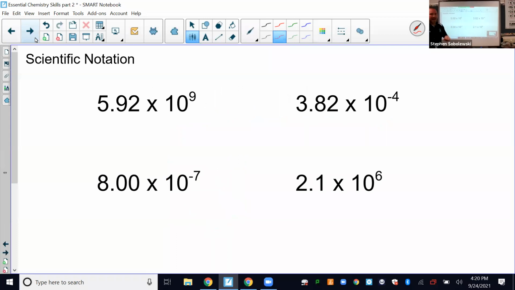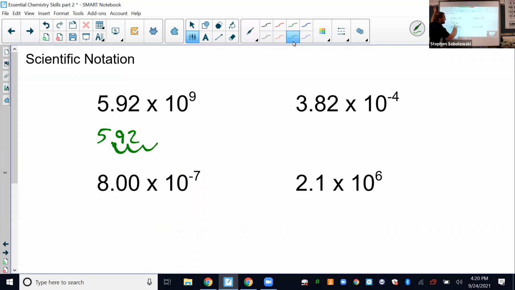Let's practice taking numbers out of scientific notation. When I see a positive exponent, I know I'm going to be dealing with a gigantic number, which means I'm going to be adding zeros to the end and sweeping to the right side. So I like to rewrite my number below, 5.92, and then I'm going to sweep it 9 times to the right to make this a giant number.